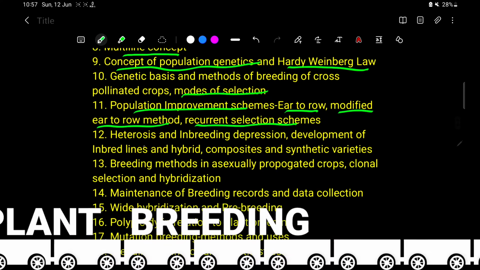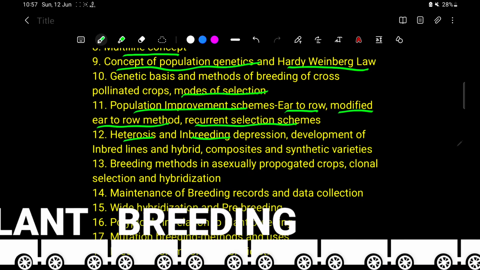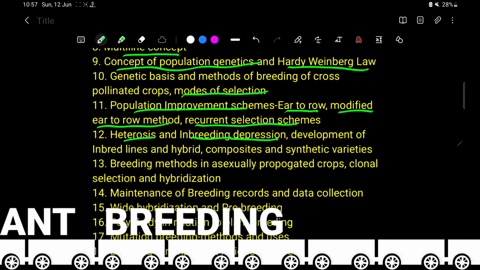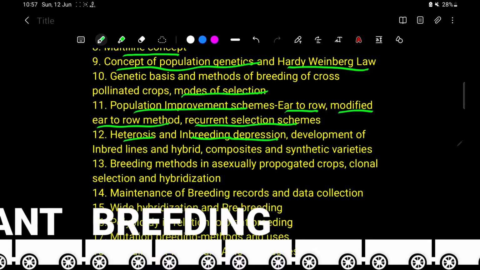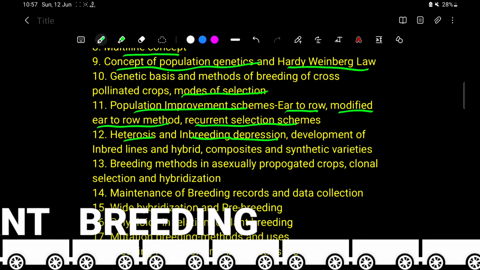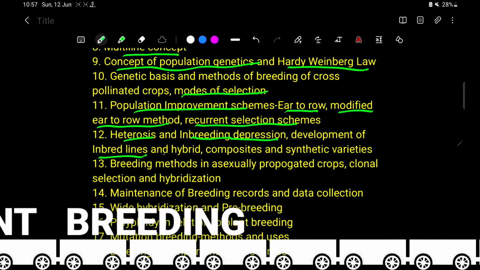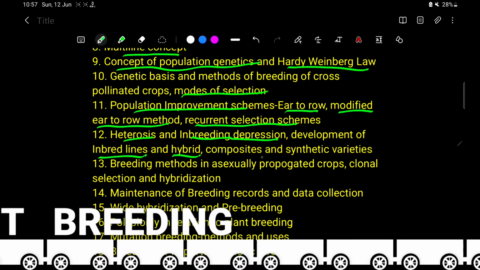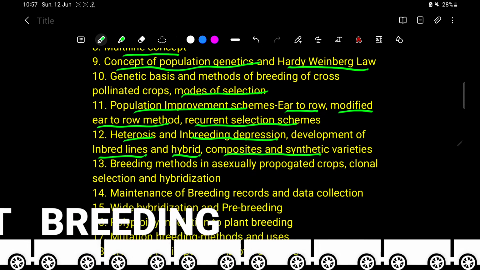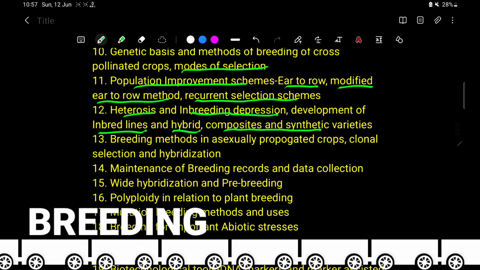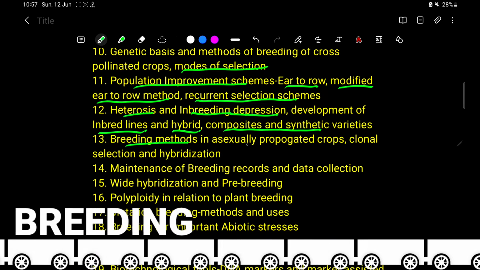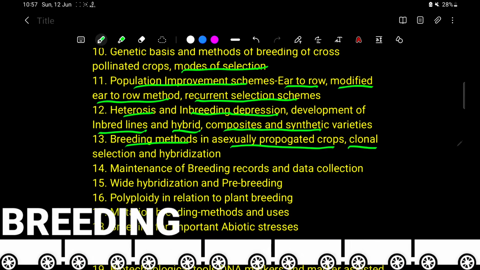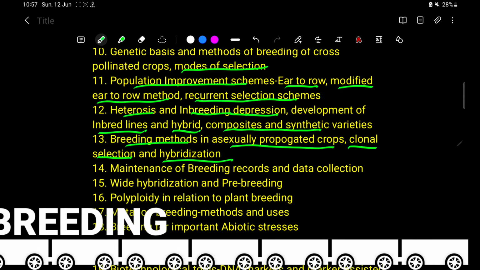Our next chapter is heterosis and inbreeding depression. Both are two different terms and completely opposite terms to some extent. Development of inbred lines and hybrids, and what are composite and synthetic varieties. Our next chapter is breeding method in asexually propagated crops, clonal selection and hybridization.